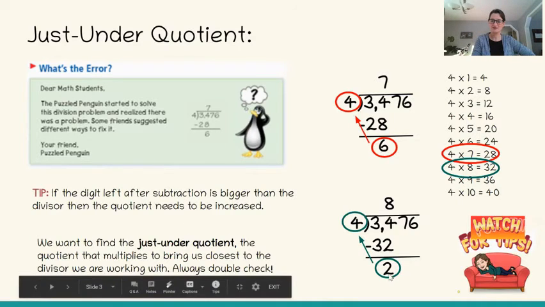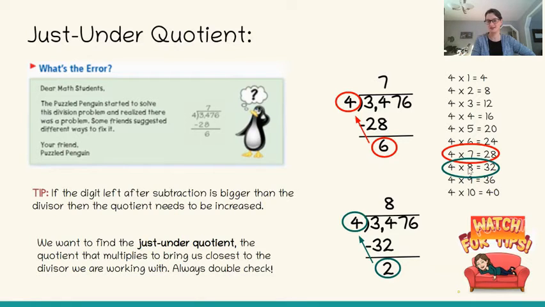So make sure the digit left after subtraction is smaller than the divisor. Otherwise, if it's like this, you're like, uh-oh, we need to increase our quotient because we can get closer to just under. Okay, the just under quotient is the biggest quotient you can get to fit within that dividend. Okay, tip number 1.